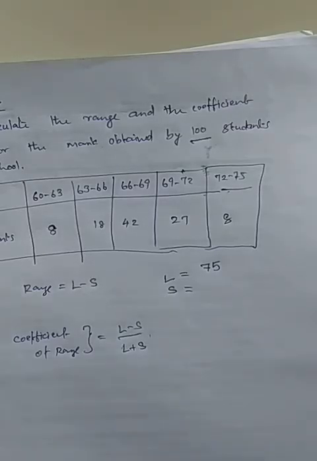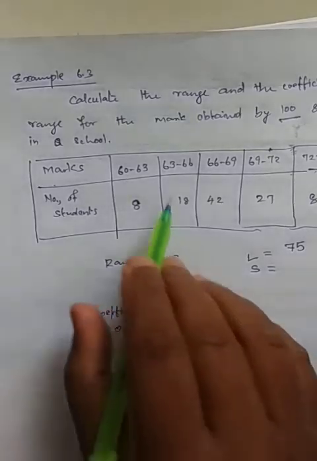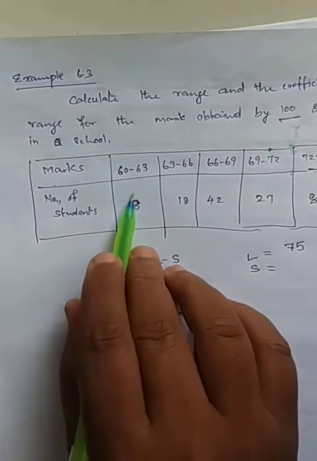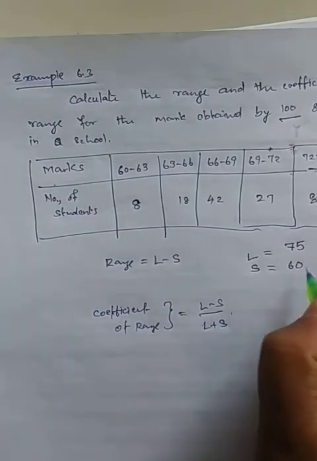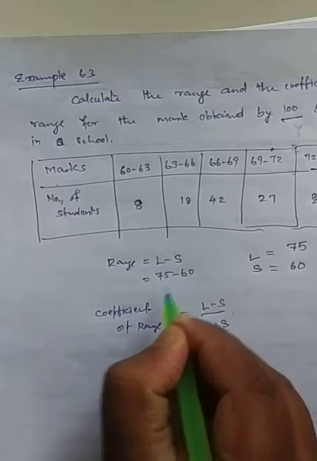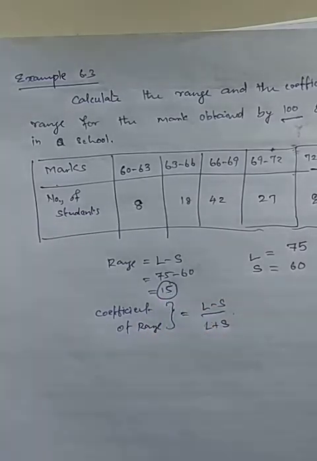And then S is nothing but the lowest value. What is the lowest value here? The lower limit of the first class, that is 60 to 63. Here the lowest class limit is 60. So the S value is 60. So now you just apply here. So 75 minus 60, how much are we getting? We are getting 15. So the range here is 15.